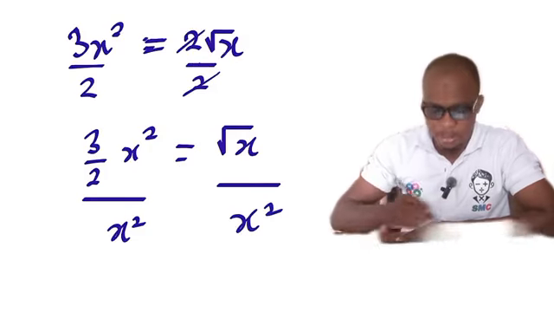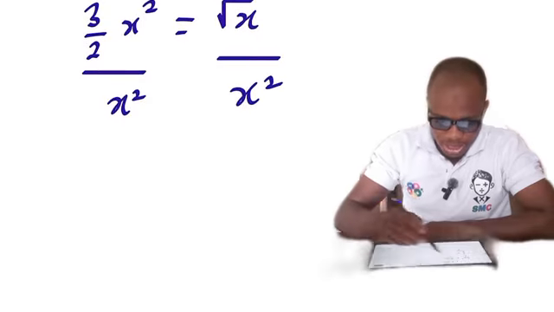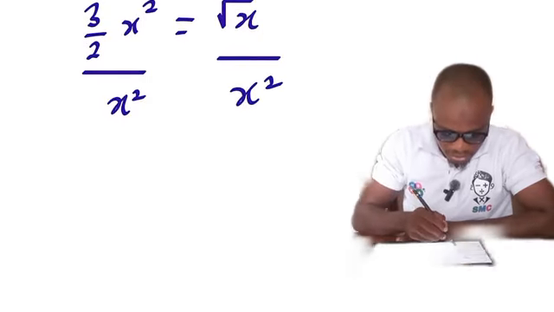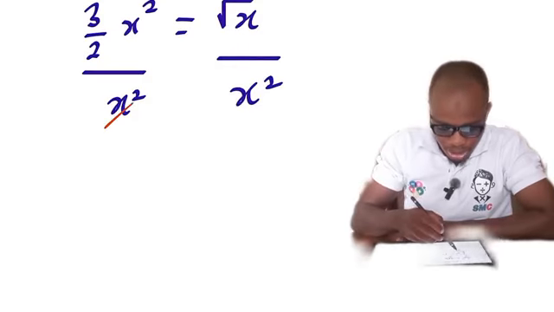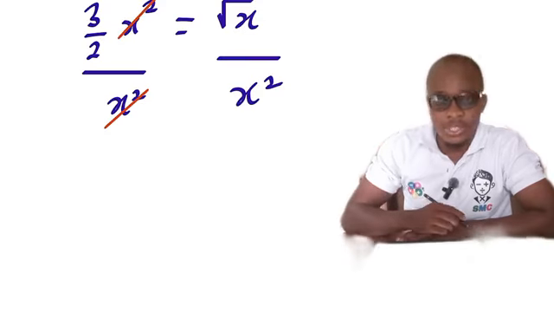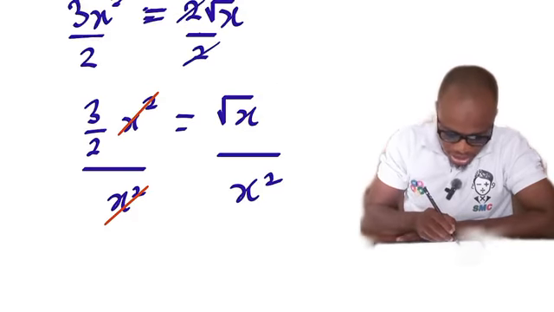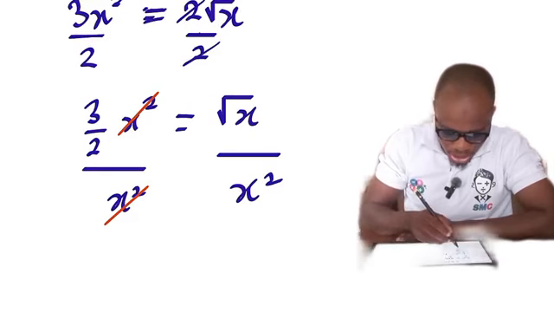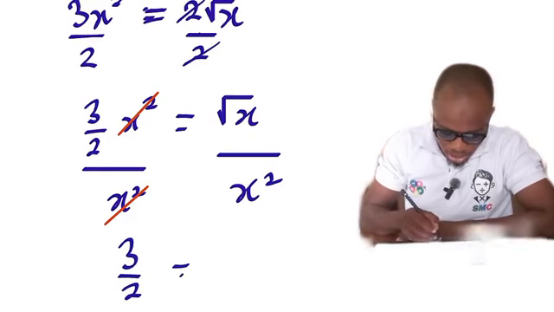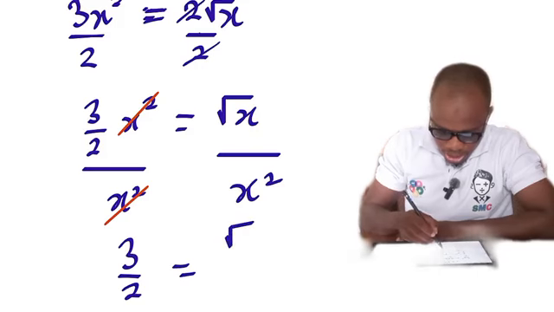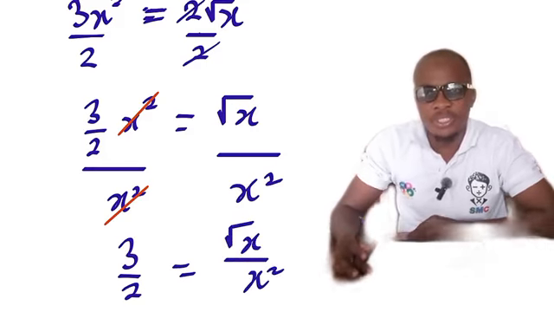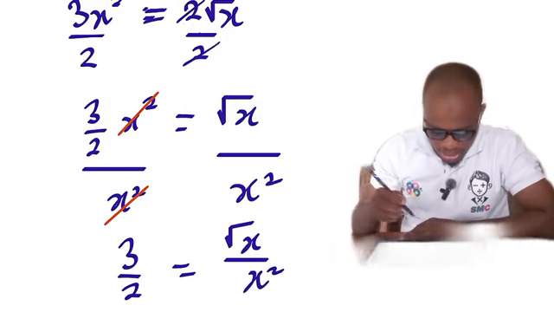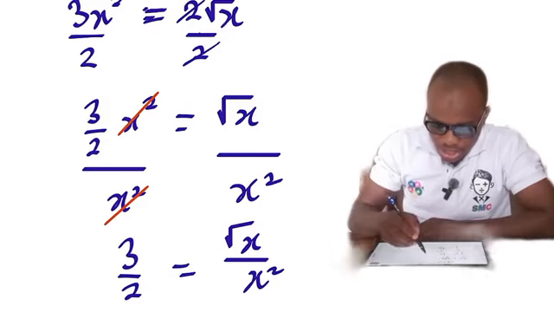So what do you think will happen there? You see that we're going to have our result, this cancels this. Understood? So we are going to have 3 over 2 equals root x divided by x to the power of 2. Are you following?